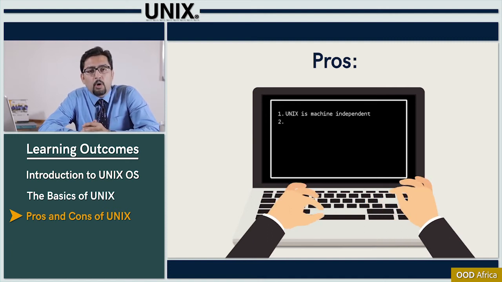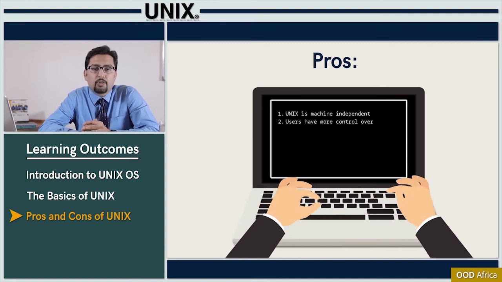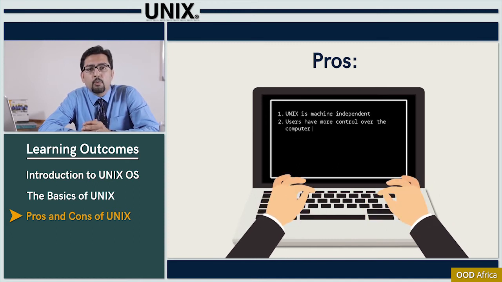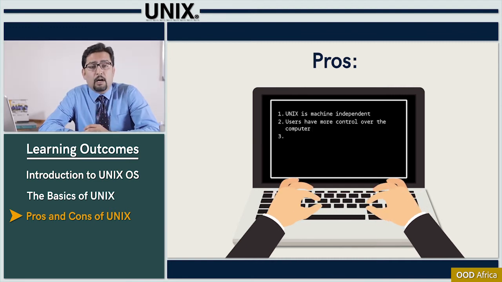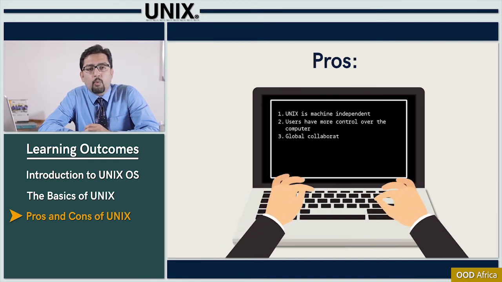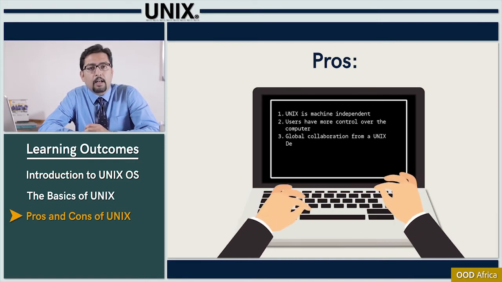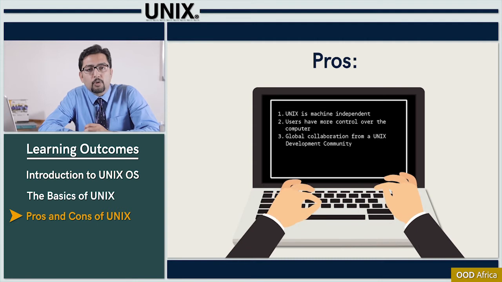Number 2, users have more control over the computer because Unix is a command-based system unlike MS Windows, which allows you to activate only what the OS allows you to activate. Number 3, a vast community exists where everyone can collaborate and contribute to the enhancement of Unix.